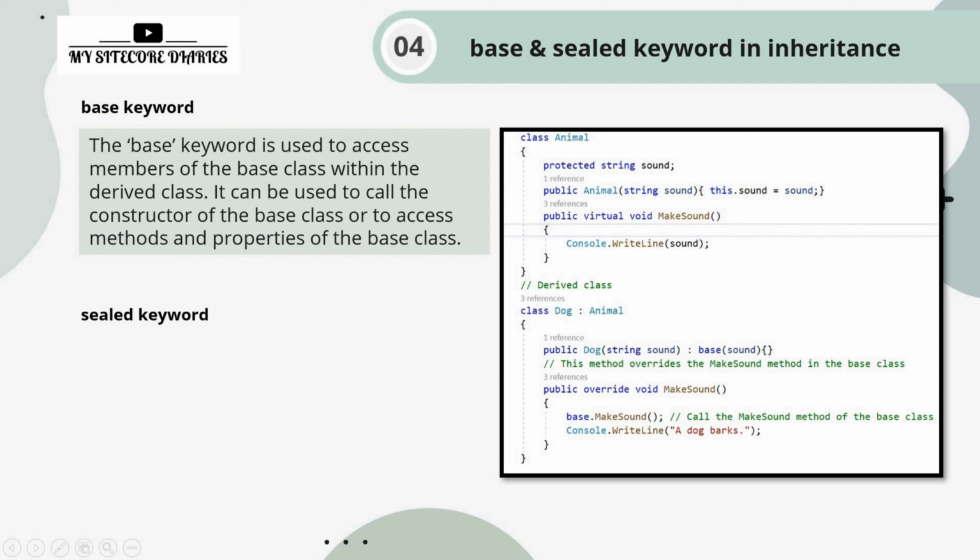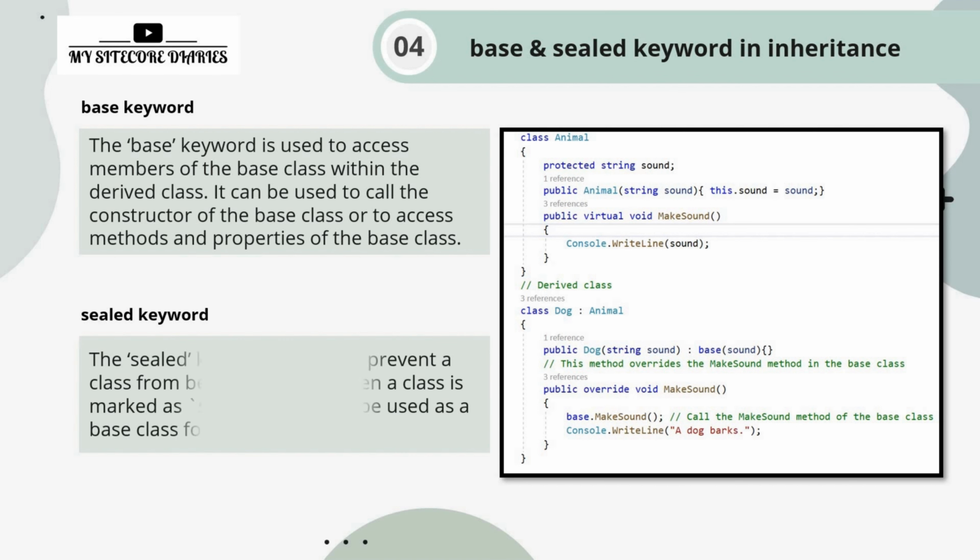Now there is another keyword called the sealed keyword. The sealed keyword is used to prevent a class from being inherited. When a class is marked as sealed, it cannot be used as a base class for other classes. So in case you do not want to use inheritance, and you want the class not to be inherited by any other classes, then you have to mark it as a sealed class. A sealed class will not get inherited in any other class. So that is when we use the sealed keyword.